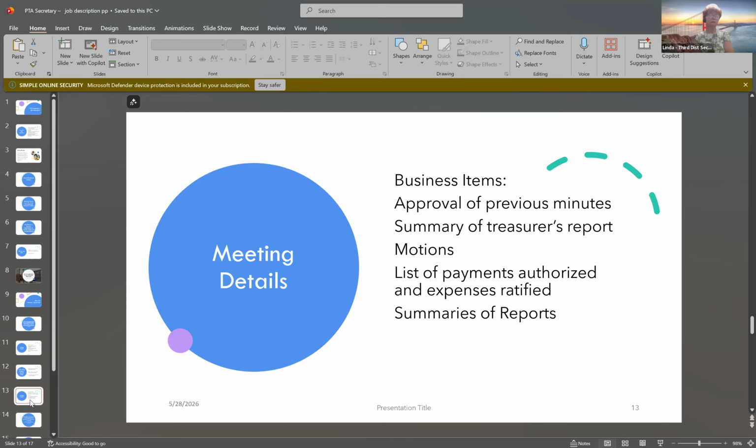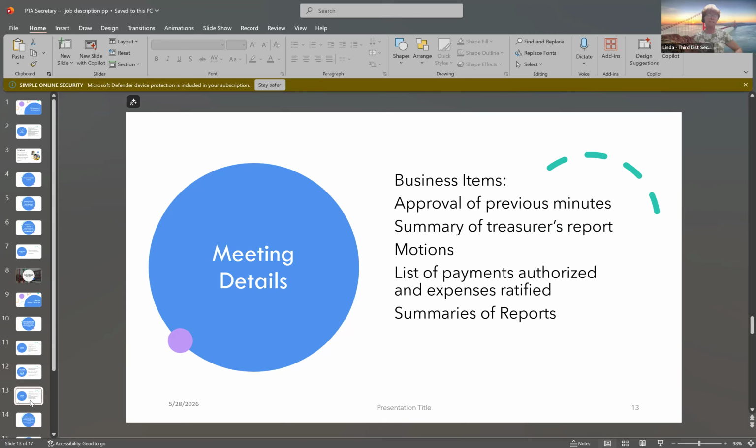Part of the other business items that need to be in the continuing minutes is that at every meeting, you approve the previous minutes. You approve them for a couple reasons. You want to make sure everything is accurate. You want to make sure names are spelled correctly. You want to make sure that that is really what everybody is saying, that yes, we approve those minutes. That is what happened at last month's meeting.